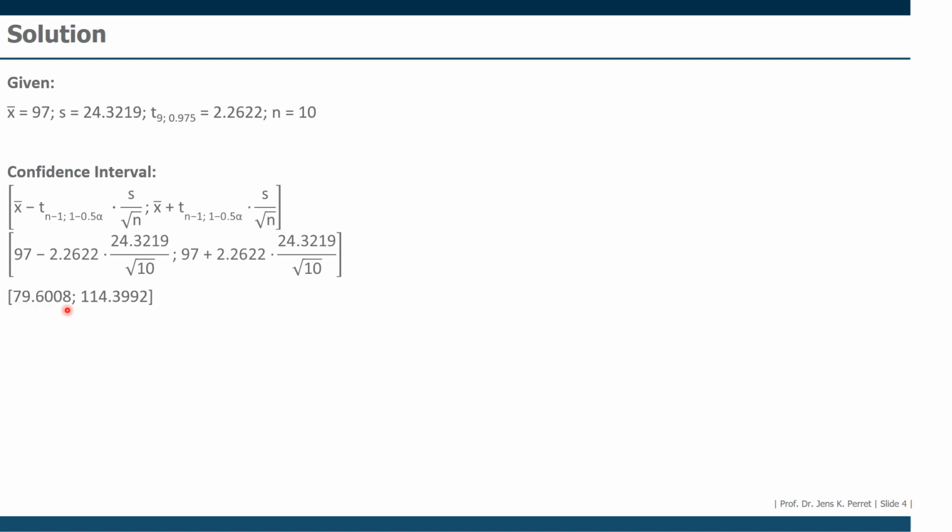This gives us something of 79.6008 and 114.3992. So if we round this, 79.6 and 114.4. So somewhere in between these two values, the real mean of the assessment center results will lie. That's actually a pretty broad interval, but that's due to the small sample size of only 10 observations. So for 10 observations, that's actually a decent result.